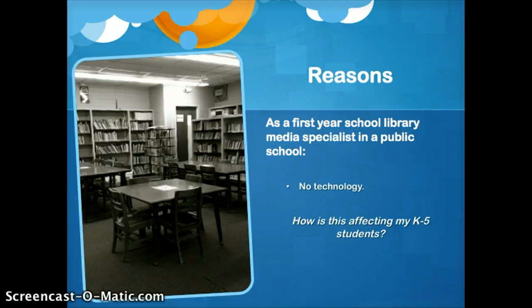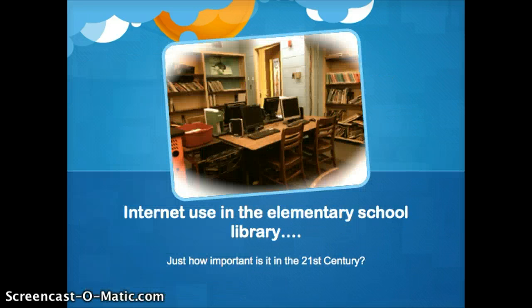No Elmo or Ziggy, which are overhead projector tools, no laptops, no tablets. The library still uses cards to check out books. It is not digitalized. So I needed to ask myself, how is this affecting my K through 5 students? So I needed to look at the important question regarding internet use in the school library. Just how important is it to have in a 21st century library?